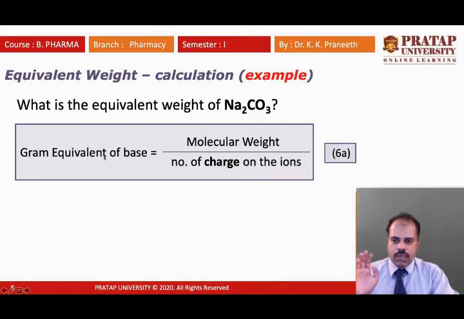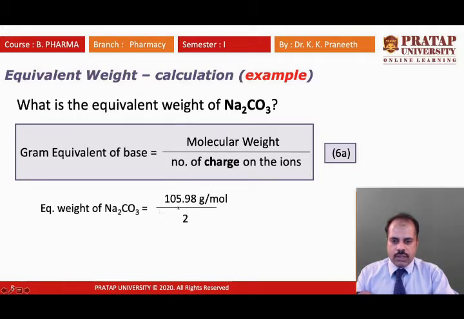Now, the formula can be modified slightly. The gram equivalent weight of a base, that is sodium carbonate, will be the molecular weight of the base divided by the number of charge. So, not the number of hydroxide ions, we can also use the number of charges on the ions. To understand it better, we will follow the coming reaction scheme. The molecular weight of sodium carbonate is 105.98, which you can get from any textbook or the internet, divided by 2.